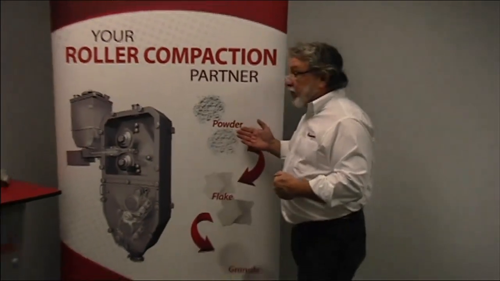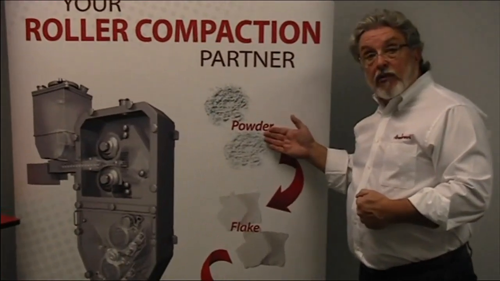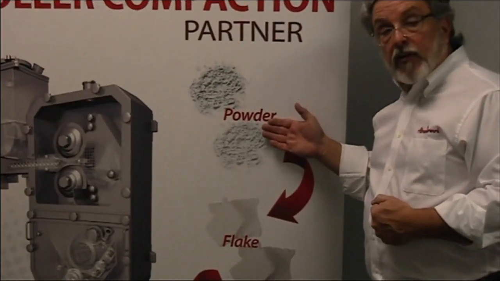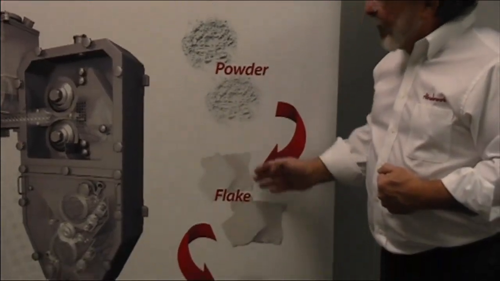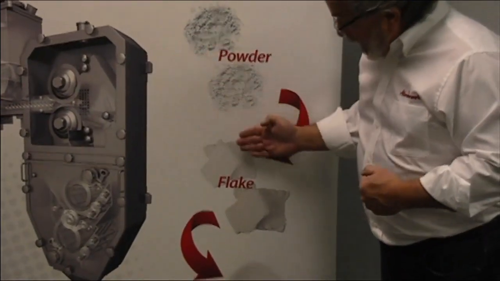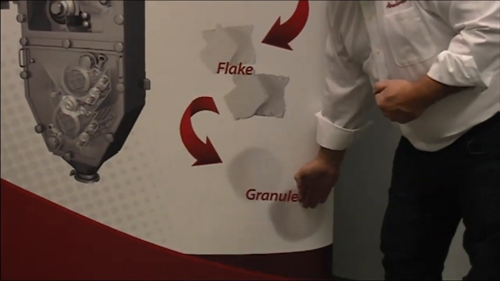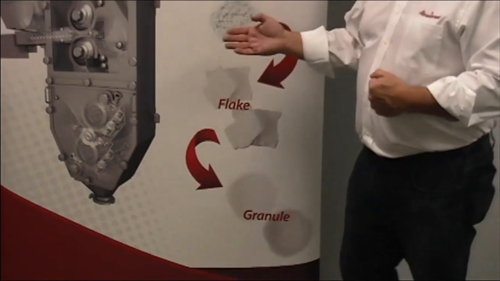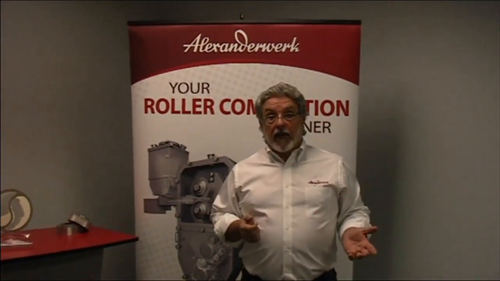So in summary, what we're doing is we're taking a raw powder, which we would like to improve the flow characteristics on, and we're turning it into a flake by compressing it. And then we're taking that flake and turning it into granules by granulating it. There's a lot more to learn about roller compaction. This is a simple summary.